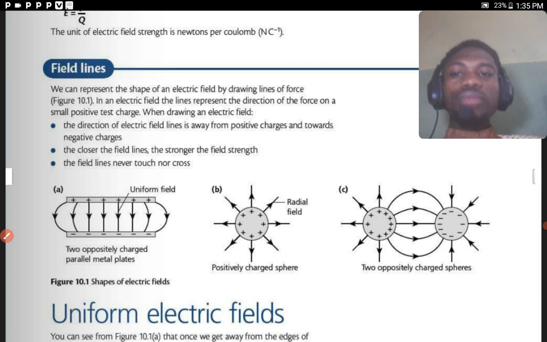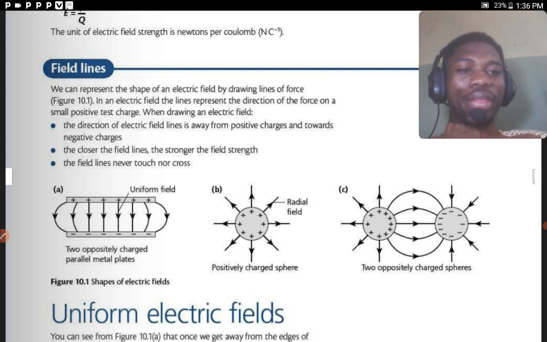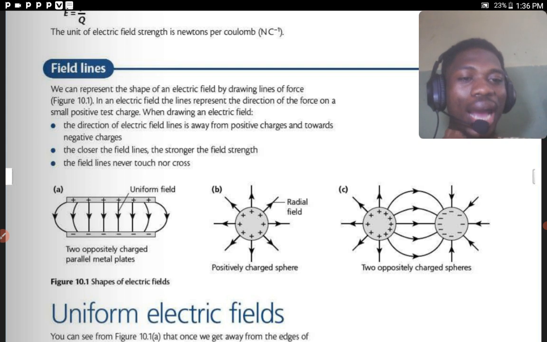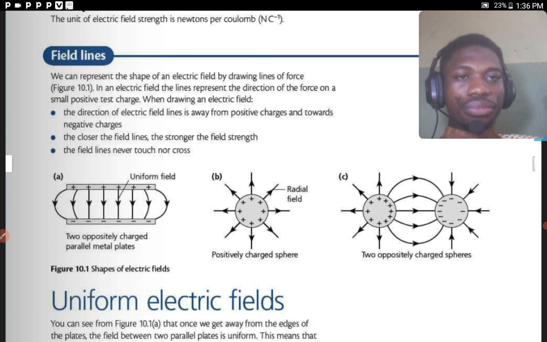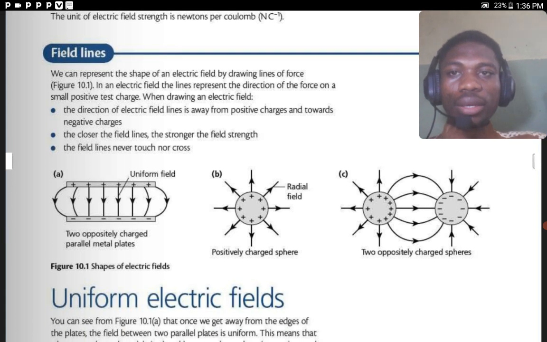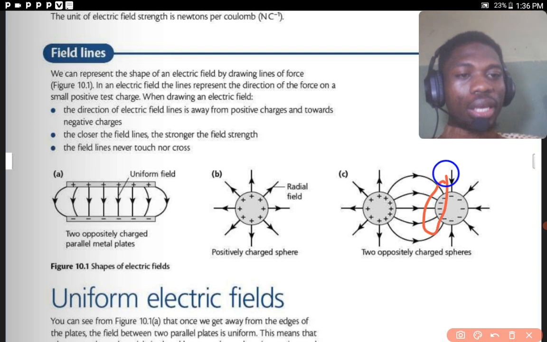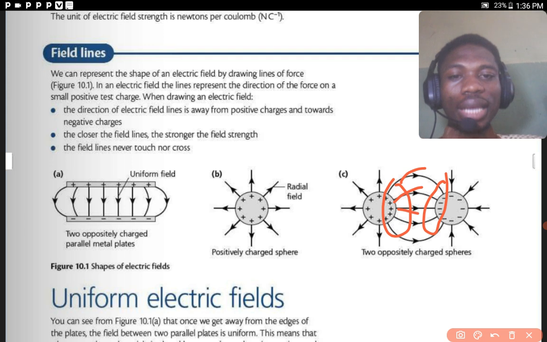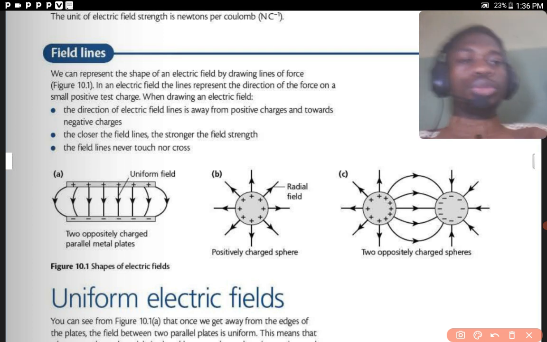Then the next thing you notice is that the closer the field lines, the stronger the field strength. For example, here in diagram C, look clearly, you see the lines are closer when they are coming like this. As they are going, they are getting far apart. The closer the lines are, the stronger the field strength. Okay, so good.